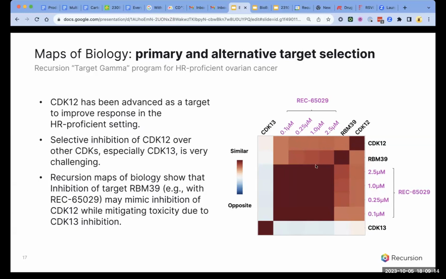And we can find these compounds that target and are very similar to both of these proteins, but that don't have that same similarity or that same impact on CDK13. And so that lets us work around things that were previously thought to be undruggable because they just weren't selective enough.